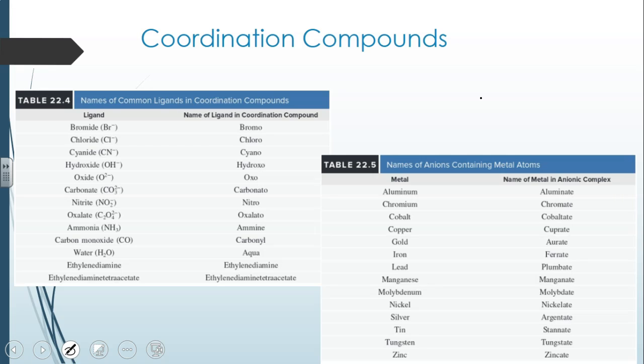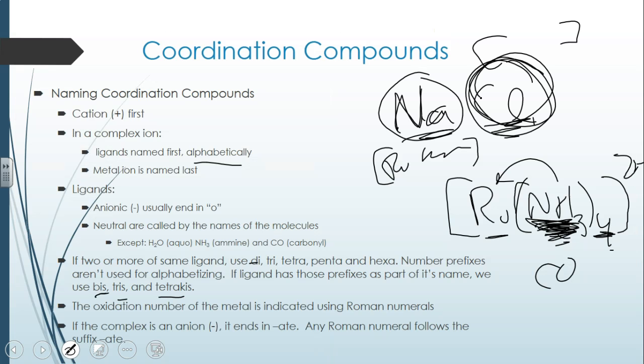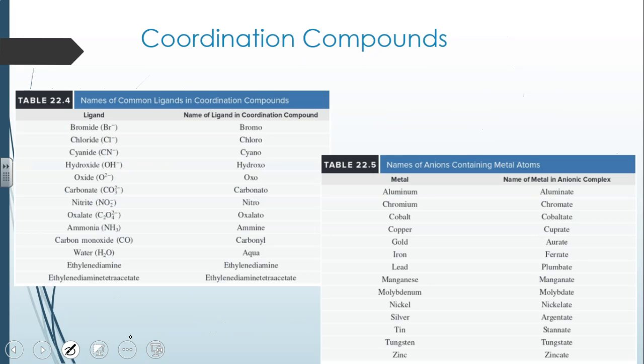Now, the funny thing is going to be the names of metals if they're part of the anion, because remember, the anion has to end in the ending -ate, right? This rule down here, right? If it's an anion, it ends in -ate. So if a metal is part of that anion, part of the negatively charged thing, it's going to end in -ate. So we have aluminate, chromate, cobaltate.